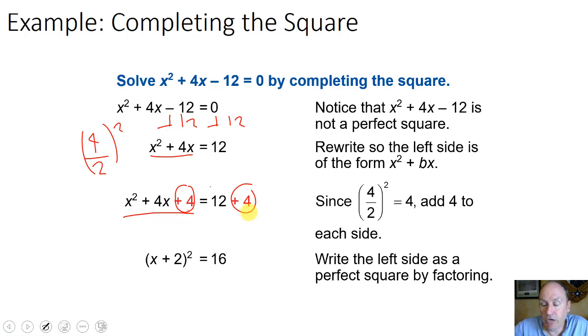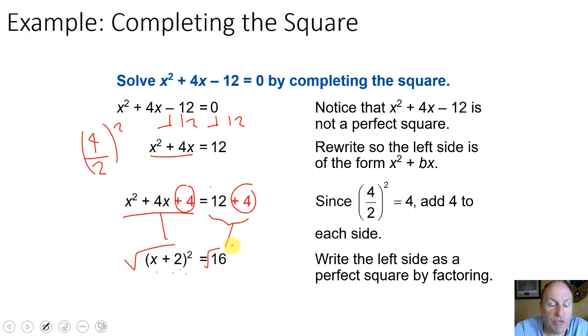When we do that, we create a factorable left side, which factors to x plus 2 quantity squared. And x plus 2 quantity squared does equal x squared plus 4x plus 4. You should always quickly distribute to double check. The right-hand side, 12 plus 4, is equal to 16. Now we're ready to use the square root property.